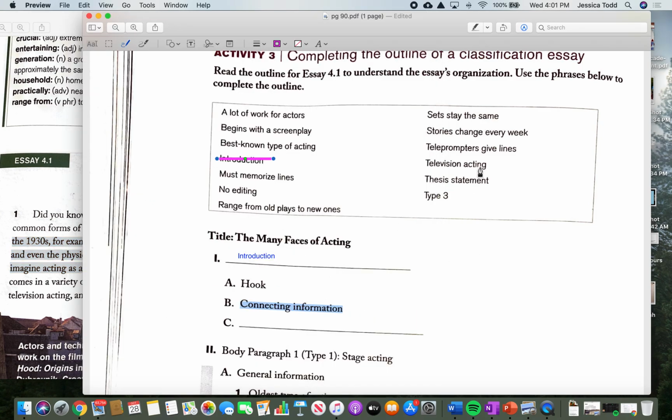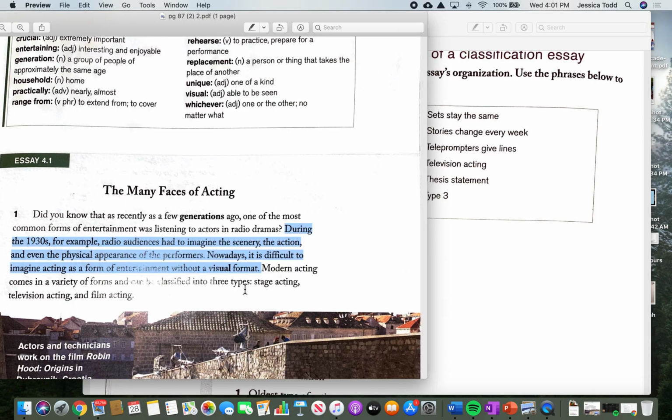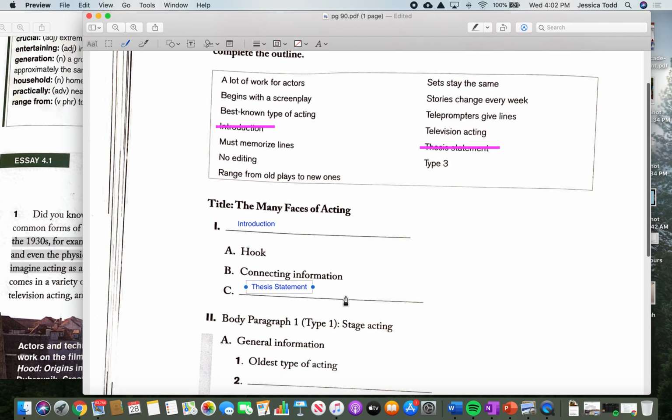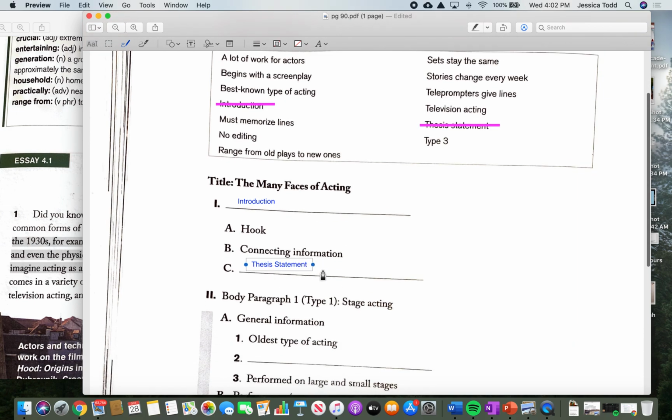Let me take a look here. Do I see any words that fit? Oh, thesis statement. Remember that the last part of the introduction is called the thesis statement. So I'm going to cross out thesis statement, and I'm going to write it down here. Thesis statement. Okay, so in my introduction paragraph, I have a hook, connecting information, and then thesis statement.